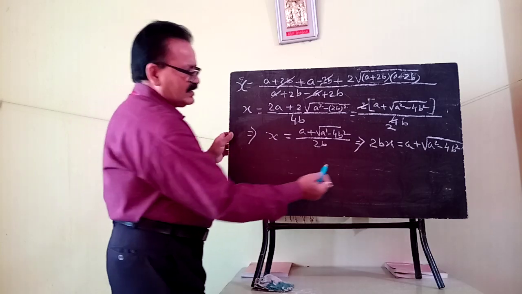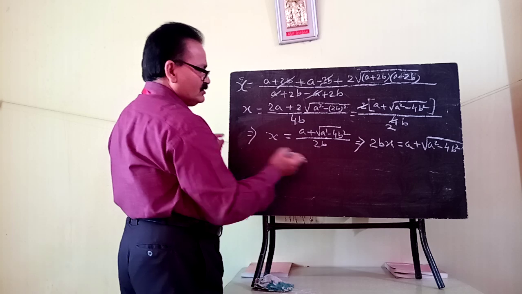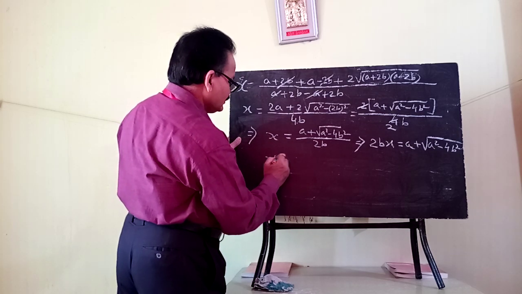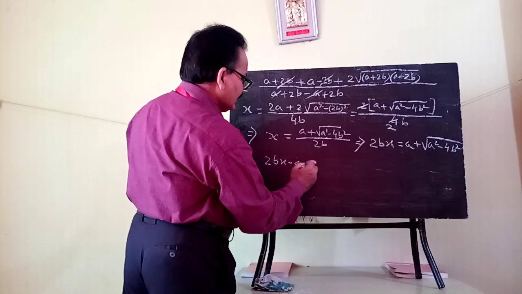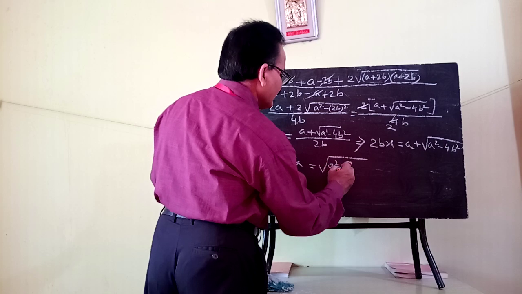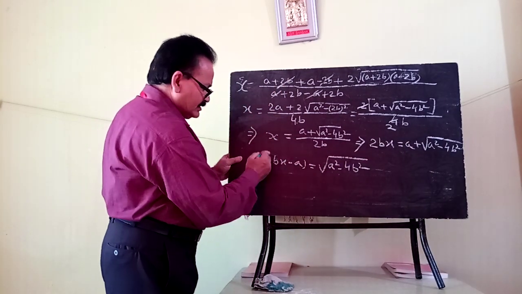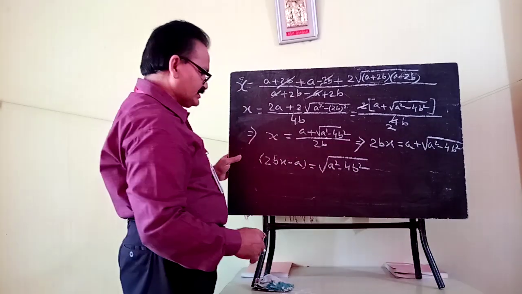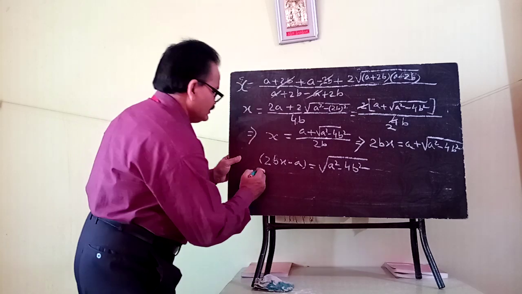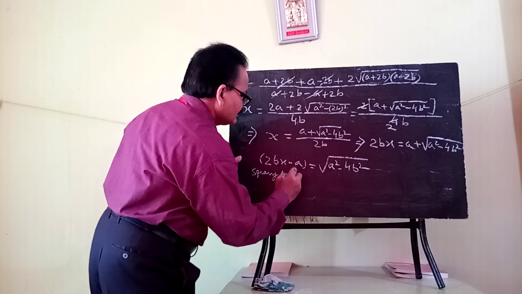So now what you will take? You take a on the left side. So 2bx minus a equal square root of a square minus 4b square. So after reaching here, you have taken a on the left hand side, transpose. Now you again square both sides.